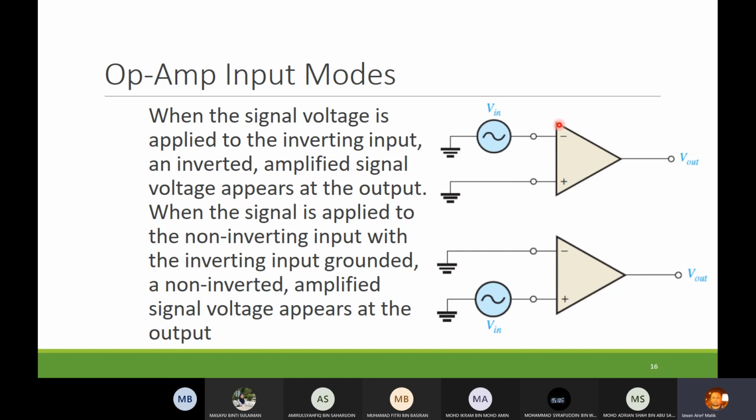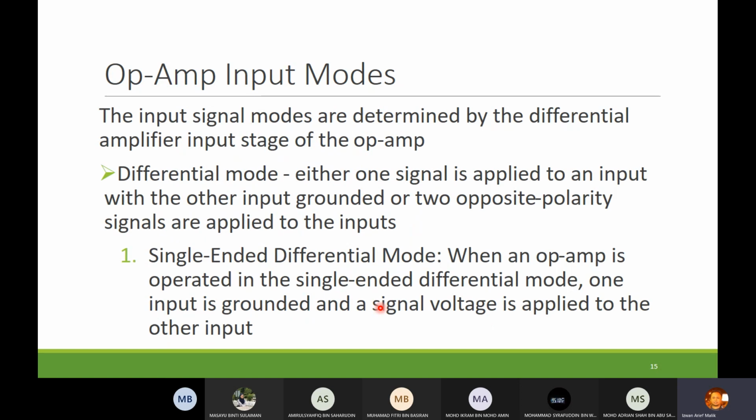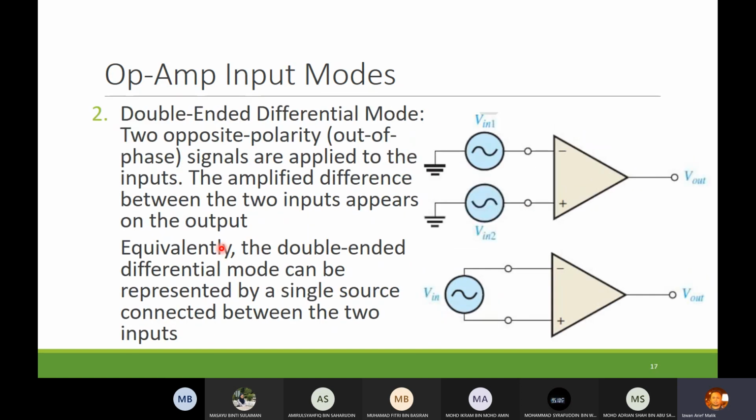So kita boleh tengok sini lah. Okay, salah satu dia akan connected to Vin, satu lagi dia akan groundkan. So when the signal voltage is applied to the inverting input, okay, which is this one, an inverted amplified signal voltage appears at the output. Okay, so dia inverted. Terbalik. When the signal is applied to the non-inverting input with the inverting input grounded, which is this diagram here, a non-inverted amplified signal voltage appears at the output. Okay, so itu untuk single-ended differential mode.